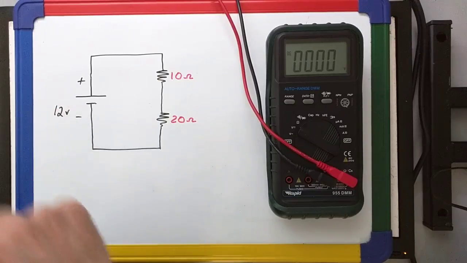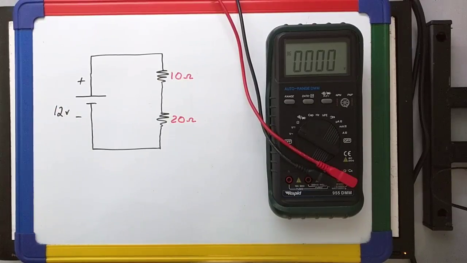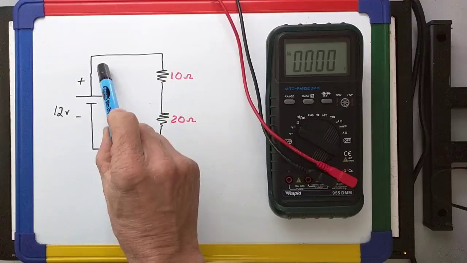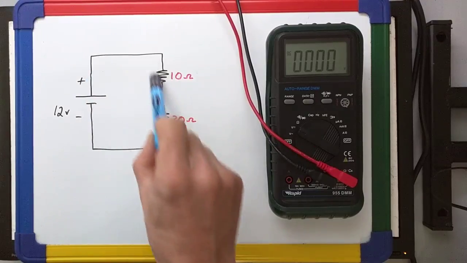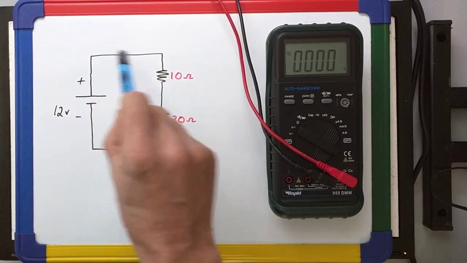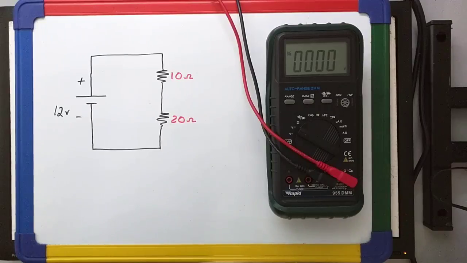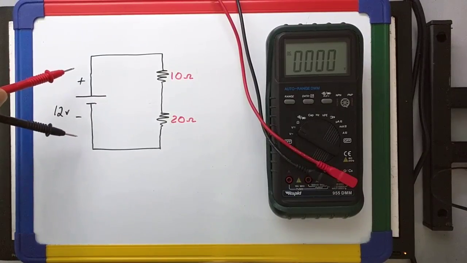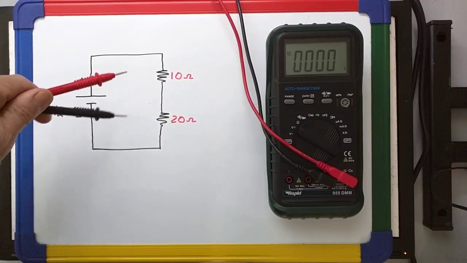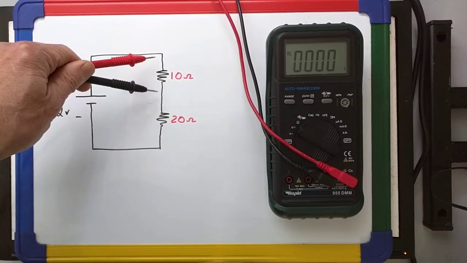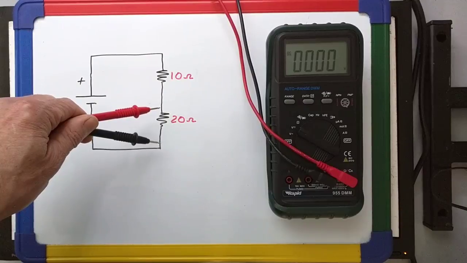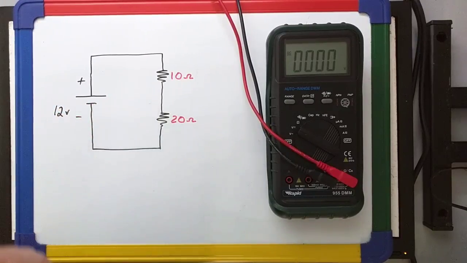We've still got our 12 volt battery here, but now we've got two resistors. There's still only one current flow because there's only one circuit here. The current's flowing around like this. But now there's more than one place we can put our meter. We could place our meter across the battery, or we could place it across one of the resistors or the other resistor. So let's see what those are going to read.